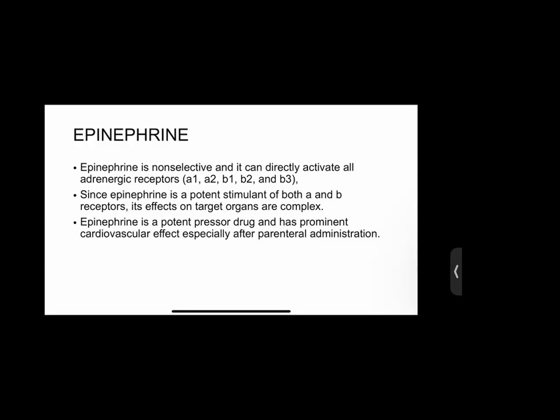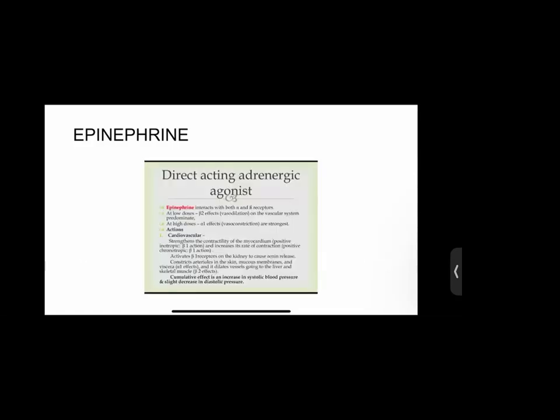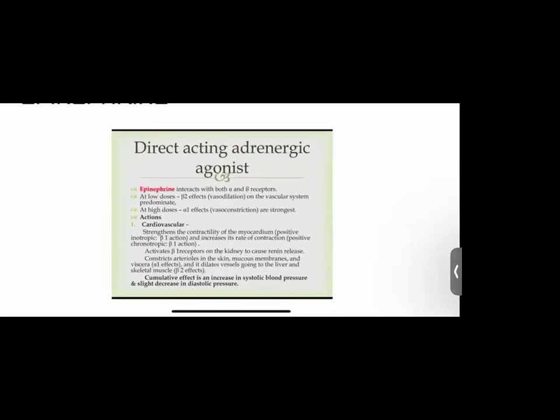And the mechanism of action, the next slide: the mechanism of a rise in the blood pressure by epinephrine is, one, direct myocardial stimulation, which increases ventricular contraction. That is, it has positive inotropic effects, increases heart rate, positive chronotropic effects, and vasoconstriction in many vascular beds. So heart rate, cardiac output, stroke volume, and ventricular work are all increased due to direct cardiac stimulation and increased venous return. The next table is the summary of the action of epinephrine on both the alpha and beta receptors.